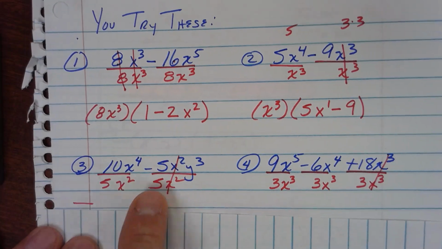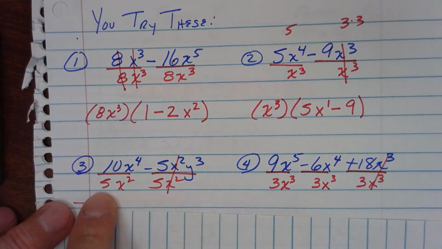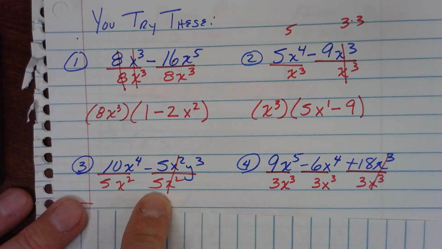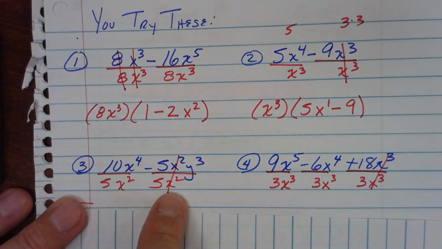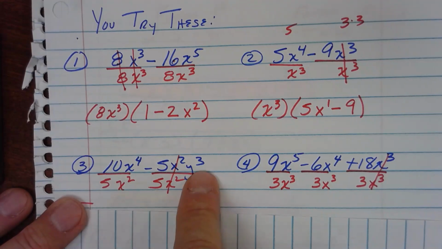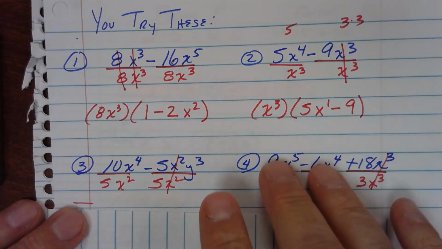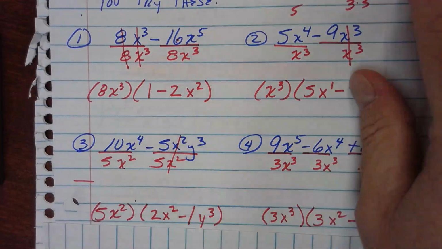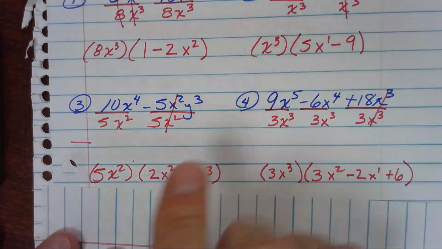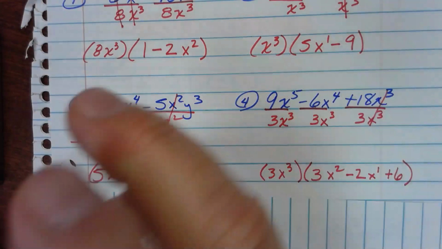5 goes into 10, so 5 is the greatest common numerical factor. X to the fourth and x squared, there are 2 x's in each of these. There's a y over here, there's no y over here, so there's nothing in common there. So 5x squared is the common factor. You will write that down and then do your math division that we did last chapter.